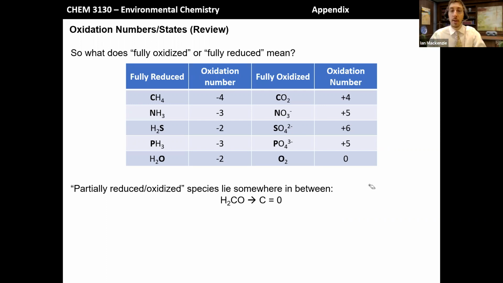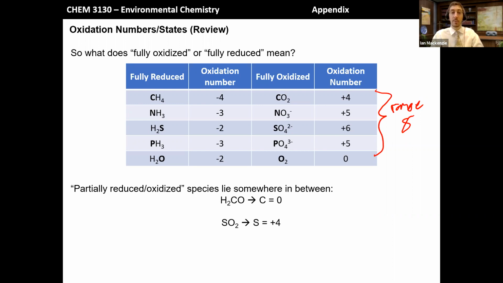And one thing I failed to point out in the table up above is you'll notice that the range for most of these is a range of 8, all the way from -4 to +4, or from -3 to +5, or from -2 to +6. There's generally a range of 8 between the fully reduced and fully oxidized forms of an element, with the exception, of course, of oxygen that has a normal range of about 2.